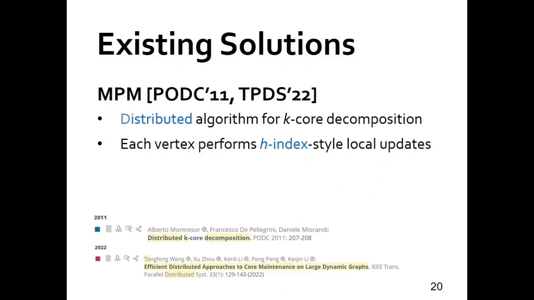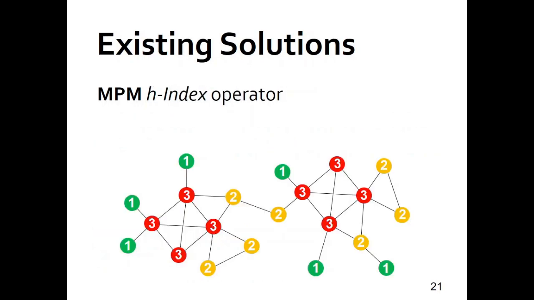K-core decomposition has also been solved in distributed environments. MPM is a pioneer algorithm in this direction, which was later adapted by several other studies. In the MPM algorithm, each vertex performs h-index style local updates to find the core value of the vertex. In this graph, each vertex is assigned its core value. Next, we illustrate how MPM finds this core value.